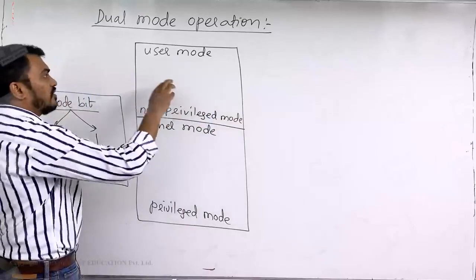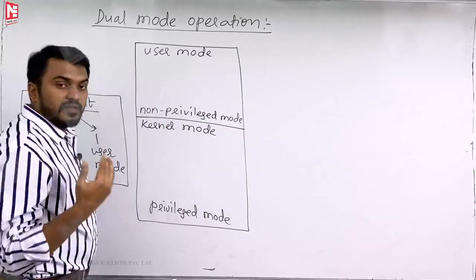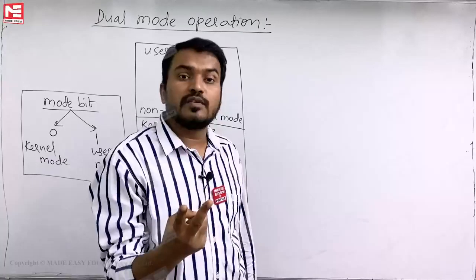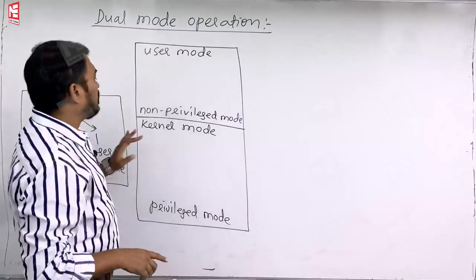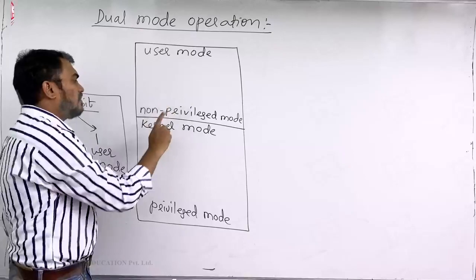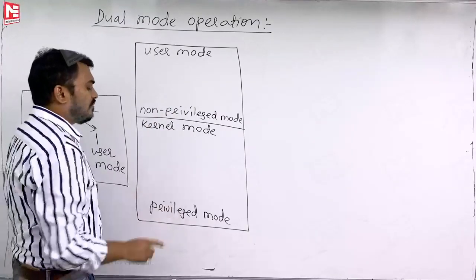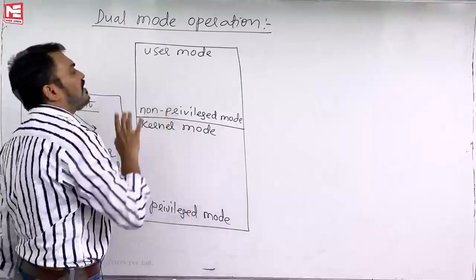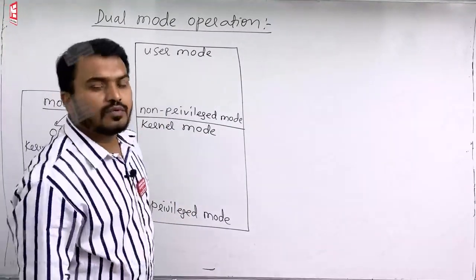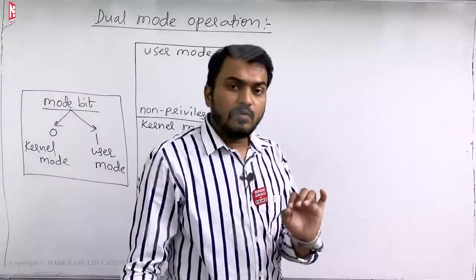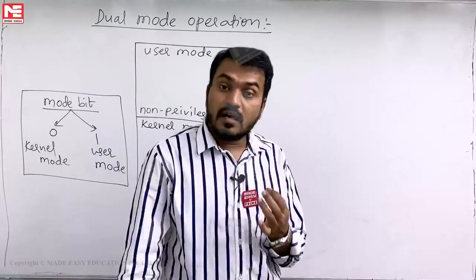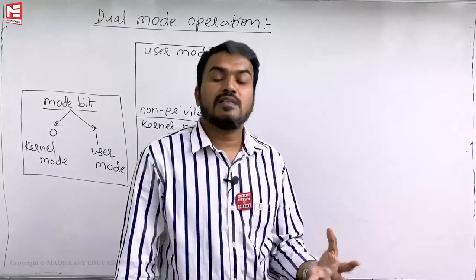So you have 2 different modes, that is the user mode and the kernel mode. In the hardware level, when you are executing, instructions are executed by using 2 different modes, that is user mode and kernel mode. User mode is also called non-privileged mode. Kernel mode is also called privileged mode. See, first of all, why are we using the 2 different modes? The dual mode operation is used in order to provide. Listen carefully.